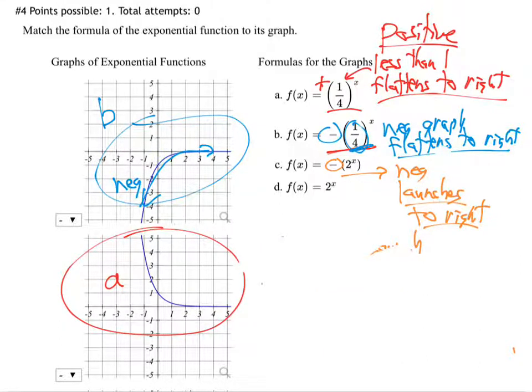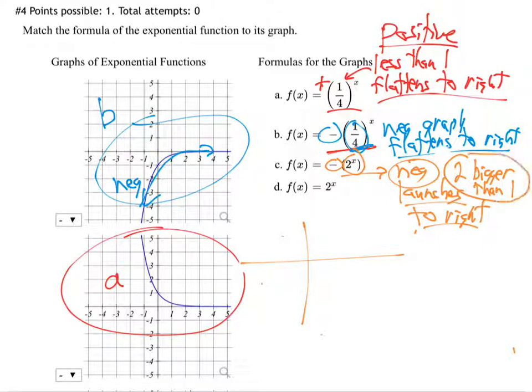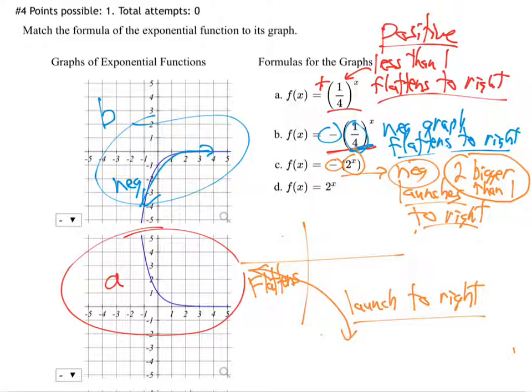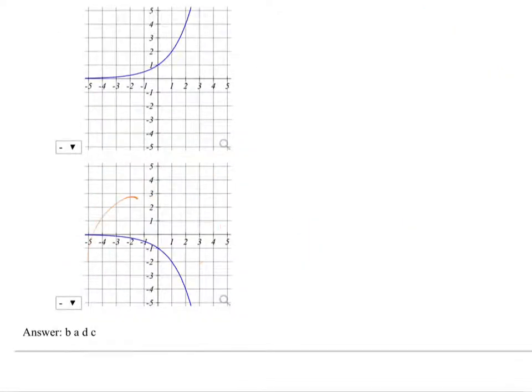This one is going to launch to the right because it's a negative graph because of that negative, and then 2 is bigger than 1, right? So when your base, the thing that has the x power on it, is bigger than 1, it's going to launch to the right instead of flatten to the right. So it's a negative graph which is going to launch to the right. See how it's now going to launch down? Why? Because it's a negative graph, and it's going to flatten on the other side. Which one does that? That one right there. There's graph C, formula C.